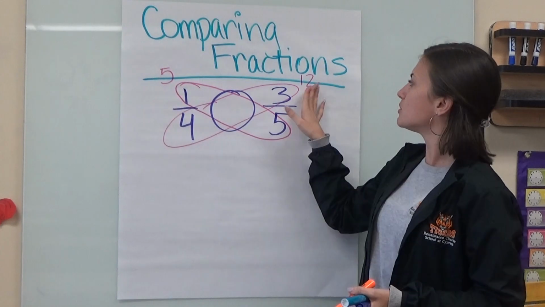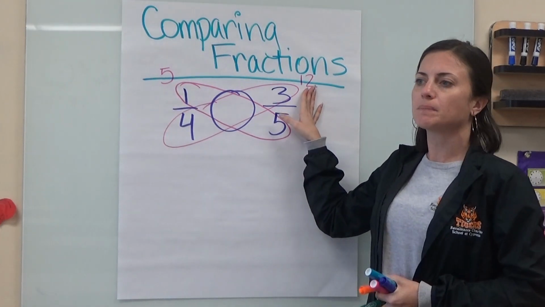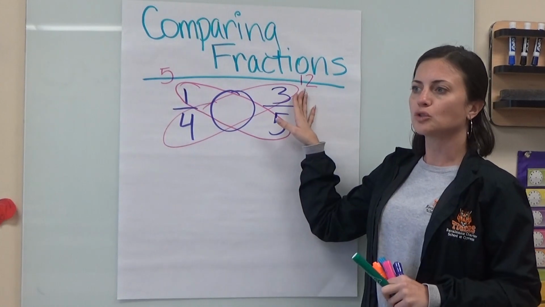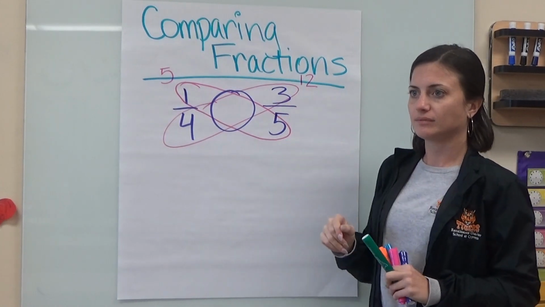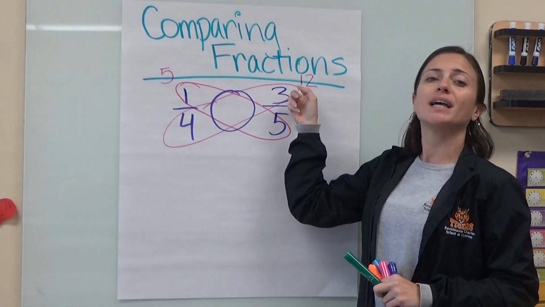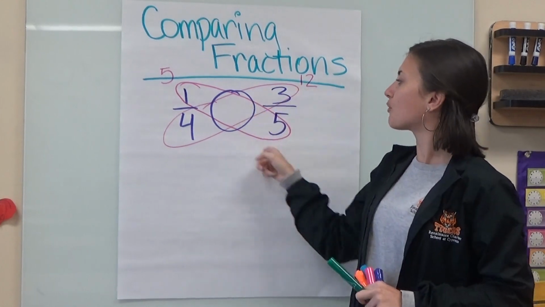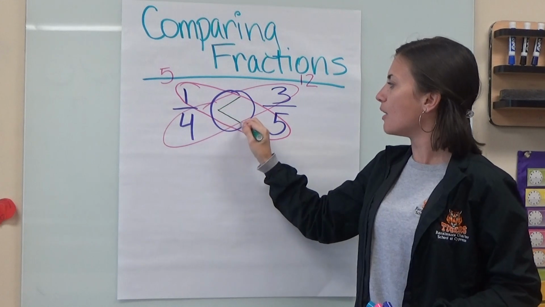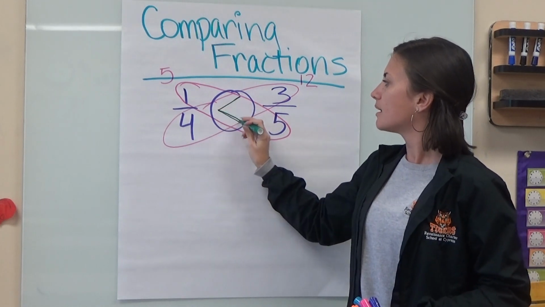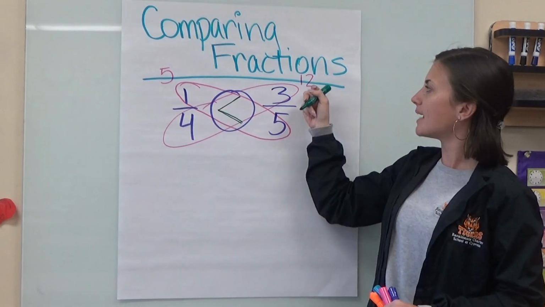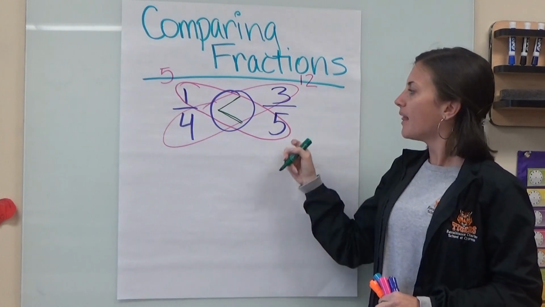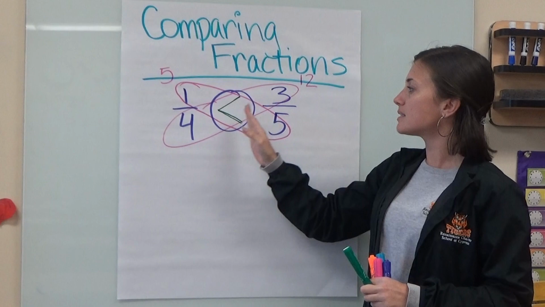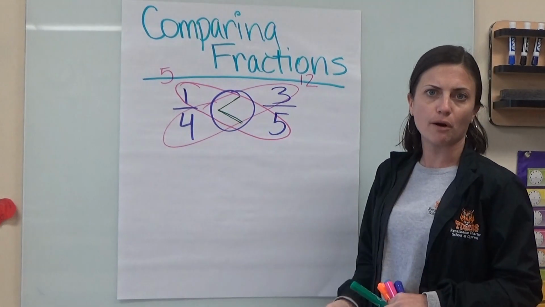So I look at 5 and 12. Which one of these numbers is bigger, class? Who can raise their hand and tell me which is bigger, 5 or 12? 12 is bigger. So because the 12 is on top of 3/5, 3/5 is my bigger fraction, and my gator mouth is open towards that bigger number. So whatever side the cross product is bigger on, that's your bigger fraction. So this is telling me that 3/5 is greater than 1/4.